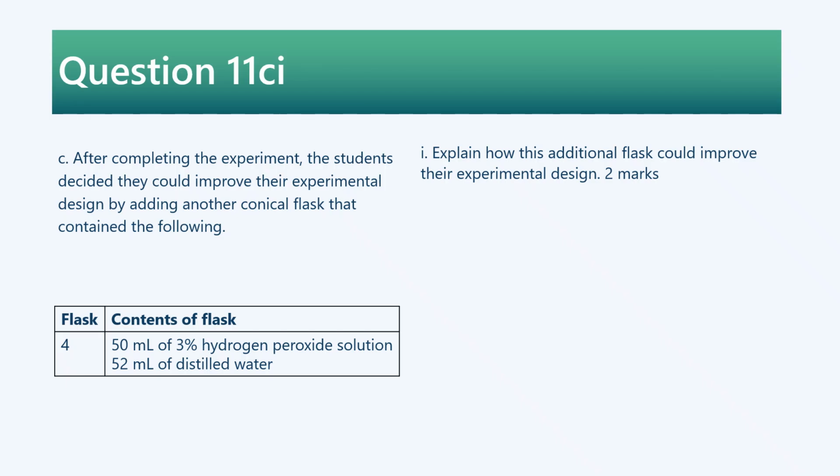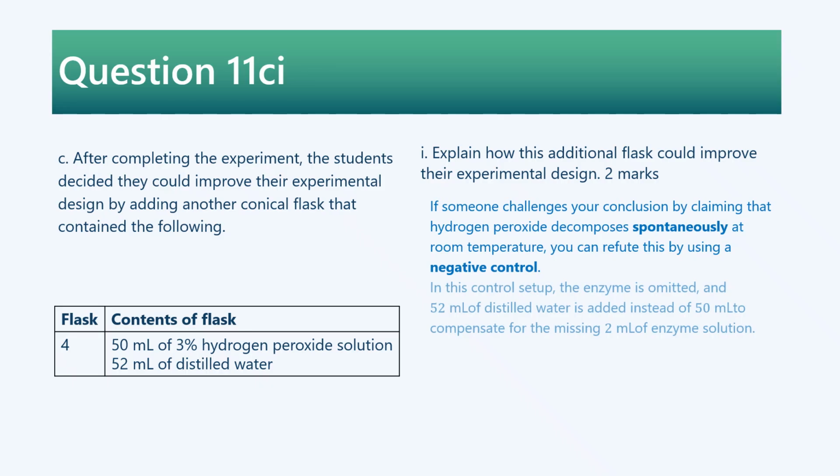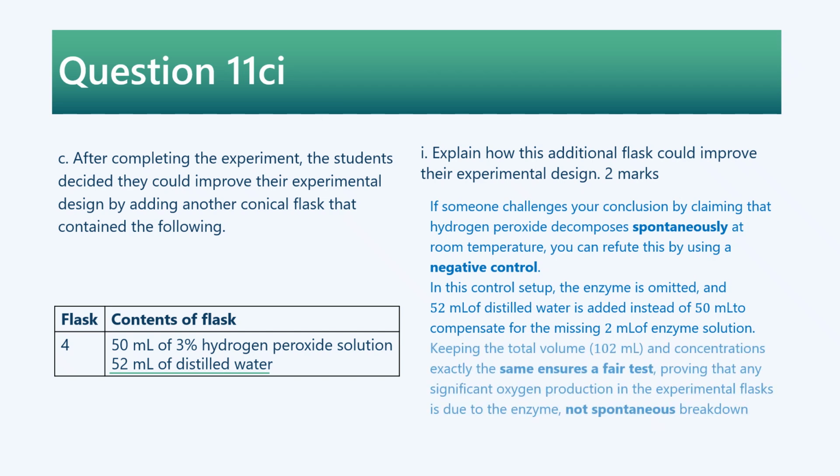If someone challenges your conclusion by claiming that hydrogen peroxide decomposes spontaneously at room temperature, you can refute this by using a negative control. In this control setup, the enzyme is omitted, and 52 milliliters of distilled water is added instead of 50 milliliters to compensate for the missing 2 milliliters of enzyme solution. Keeping the total volume, 102 milliliters, and concentrations exactly the same ensures a fair test, proving that any significant oxygen production in the experimental flasks is due to the enzyme, not spontaneous breakdown.